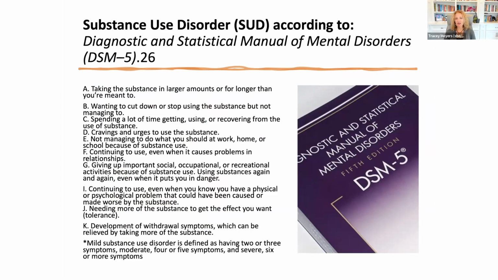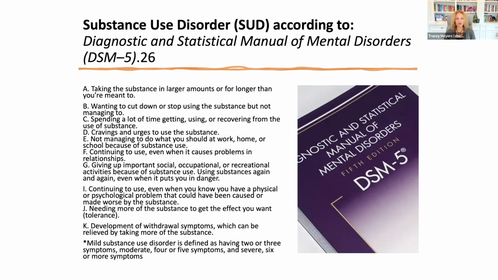So A, taking the substance in larger amounts or for longer than you're meant to. B, wanting to cut down or stop using the substance, but not managing to. C, spending a lot of time getting, using, or recovering from the use of the substance. D, cravings and urges to use the substance. E, not managing to do what you should do at work or at home or at school because of substance use. F, continuing to use even when it causes problems in relationships.